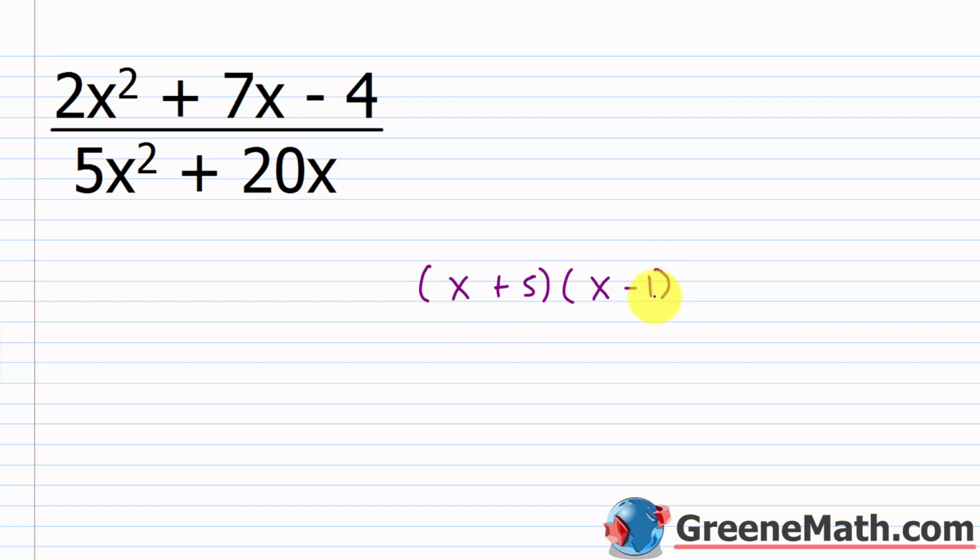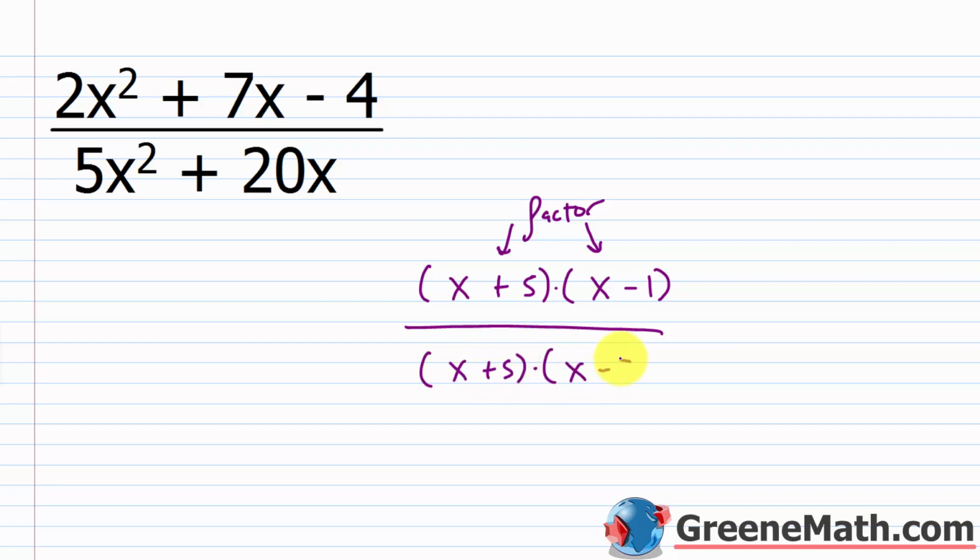As an example, let's say you had something like x plus 5, this quantity, multiplied by x minus 1. These are factors. X plus 5 is a factor, x minus 1 is a factor. If this is over x plus 5, this quantity, times x minus 3, again, this is a factor, and this is a factor. So I cancel common factors, right? This and this can be canceled. They are factors. They can be canceled.